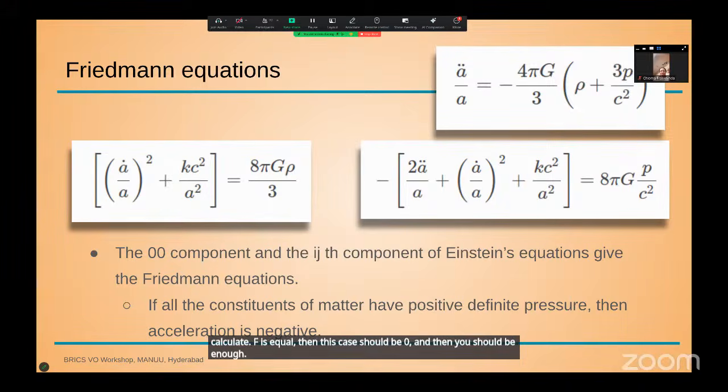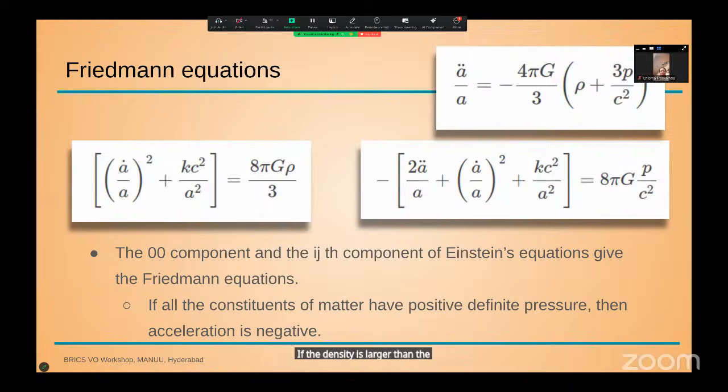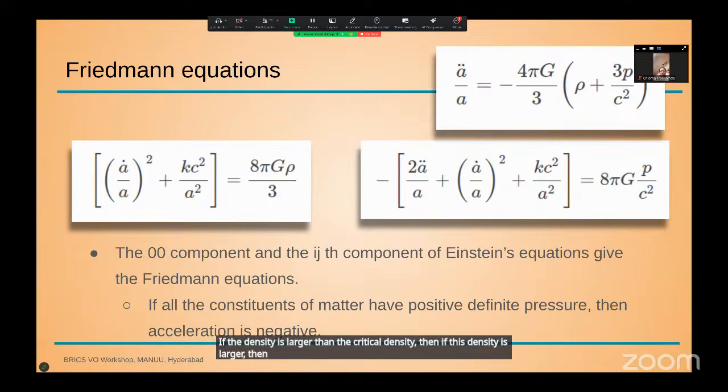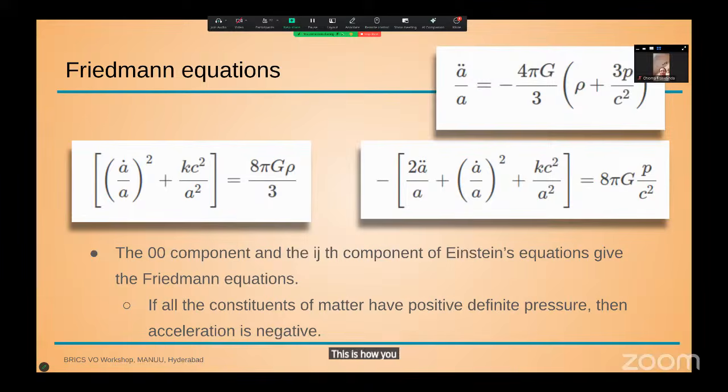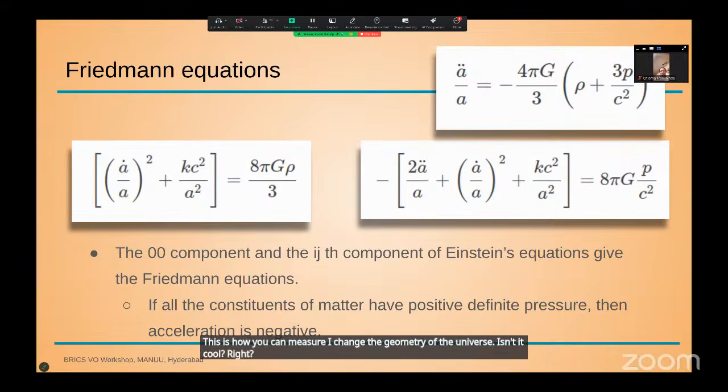If the density is larger than the critical density, then what will be K? K will have to be a positive quantity, so then you are in a positively curved universe. If the density is smaller, then you are in a negatively curved universe. This is how you can measure the geometry of the universe. Isn't it cool? We can actually learn about the universe by measuring all these things in the real world.